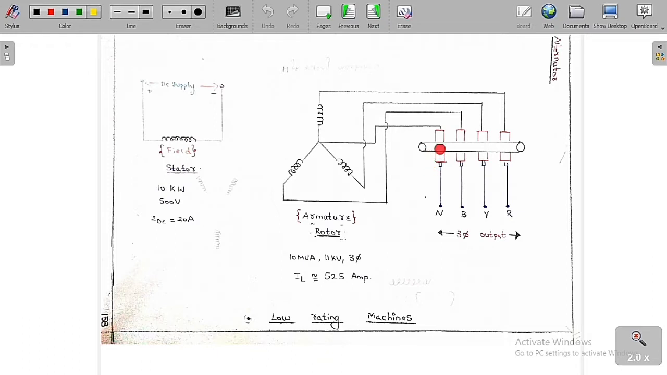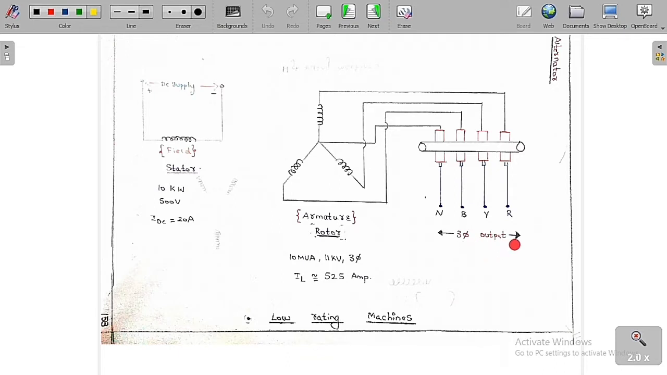We need to collect the current from this rotating armature itself with the help of slip rings and brushes. So these are called the slip rings. Through these slip rings, and this is the shaft of the rotor, with the help of slip rings and the brushes, we collect this current from the armature conductors which are present on the rotor. So we can say clearly these are the four terminals R, Y, B and N. From this we are going to get the output current, which is a three phase output.